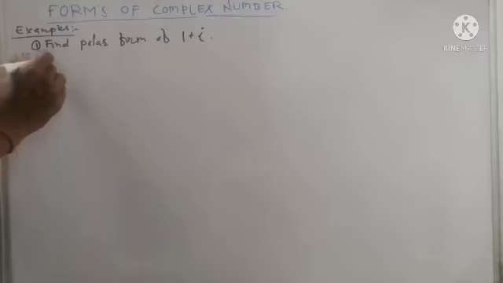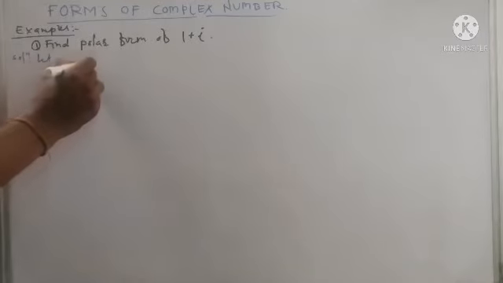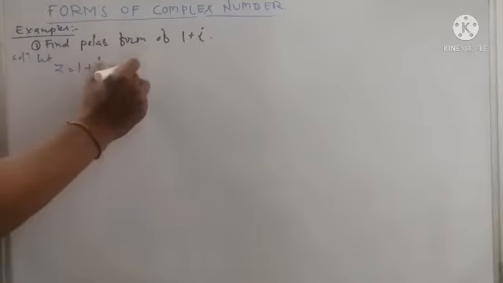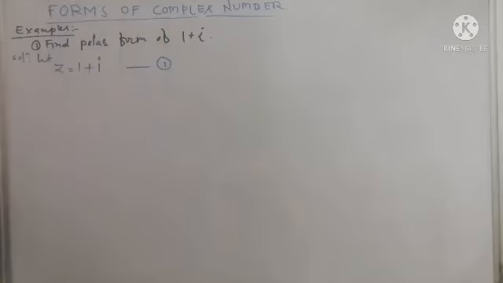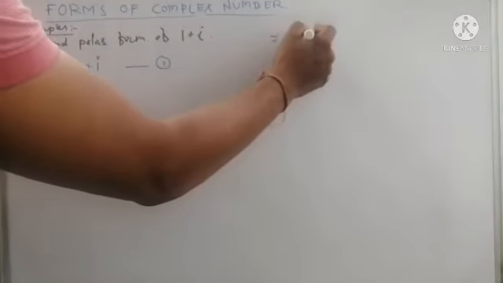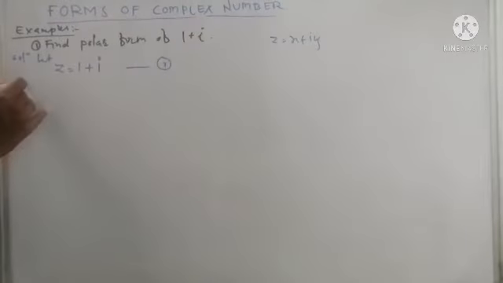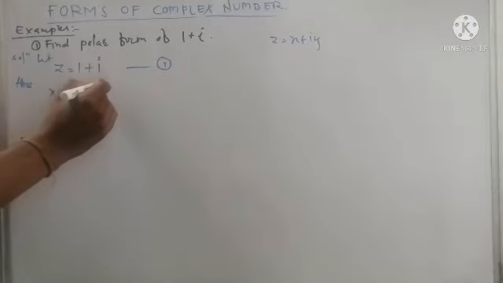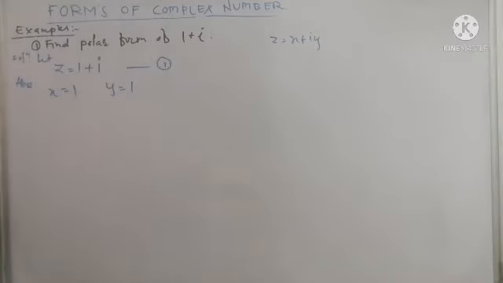As we have given here a complex number z is equal to 1 plus i, as we take it as a number 1, this is a general form of a complex number. As we can compare this with the standard form x plus iy, we get here the real part of this complex number as x is equal to 1 and imaginary part is also equal to 1, as the coefficient of i is here 1.